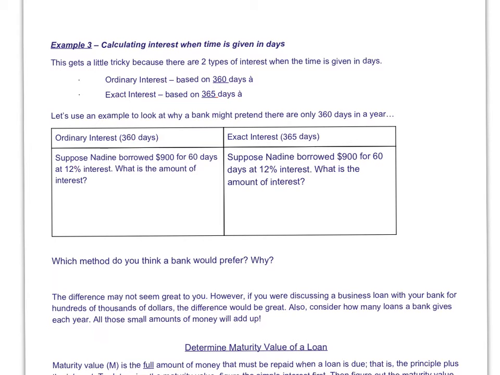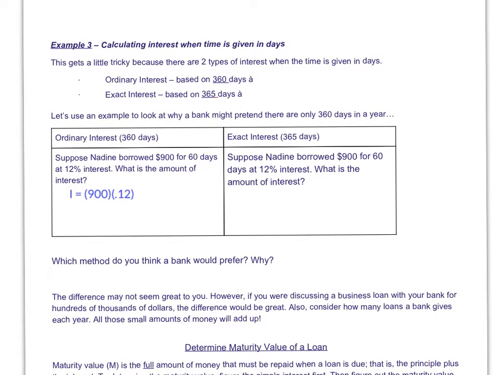Suppose that Nadine borrowed the $900 for 60 days at 12% interest. What is the amount of interest? So let's base this on 360 days. So we use the same formula. So I, the interest, is equal to the principal amount, again it's 900, times the rate, which is again 12%, so I'm going to change that to 0.12.